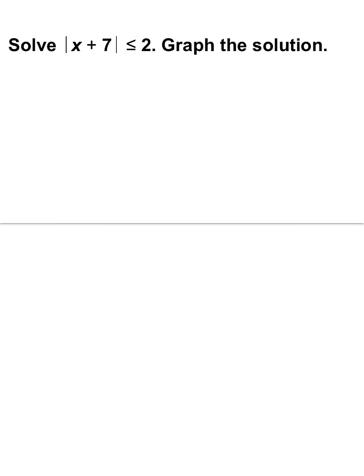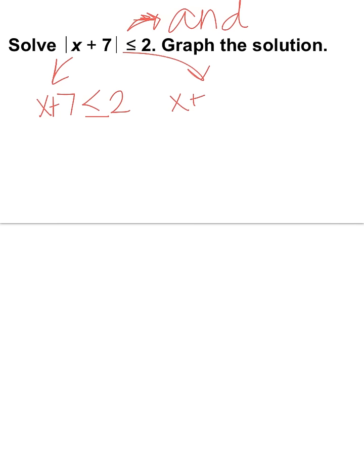So first let's look at that hint. And I'm looking at my symbol. My symbol is less than or equal to. It's less than, so this is going to be an AND inequality, so I'm looking for that overlap. So I'm going to make my two inequalities now. x plus 7 is less than or equal to 2, and then x plus 7 is greater than or equal to negative 2.